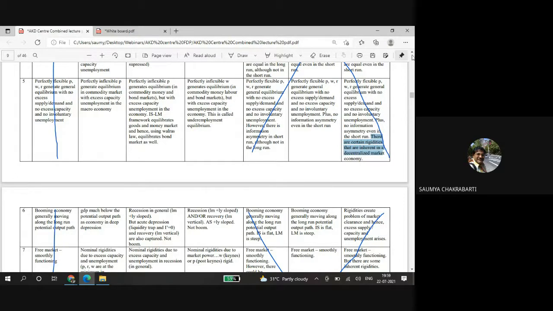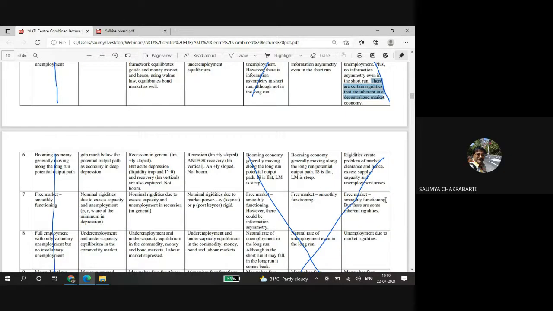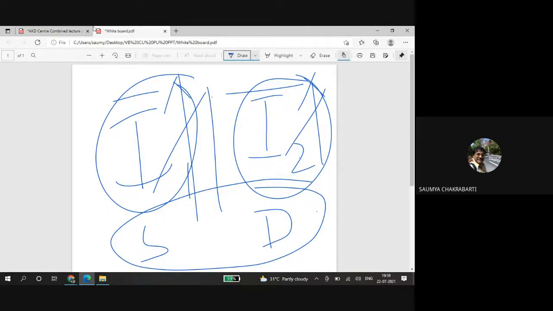And like this, another paragraph is here. You have to be careful. Like free market smoothly functioning, provided there are no inherent rigidities. If there are rigidities, then there will be no free market kind of situation. There will be either no investment, or there will be price rigidity, or wage rigidity or rate of interest rigidity, which is far more practical than new classical or monetarism. Okay. Any other comment or question?